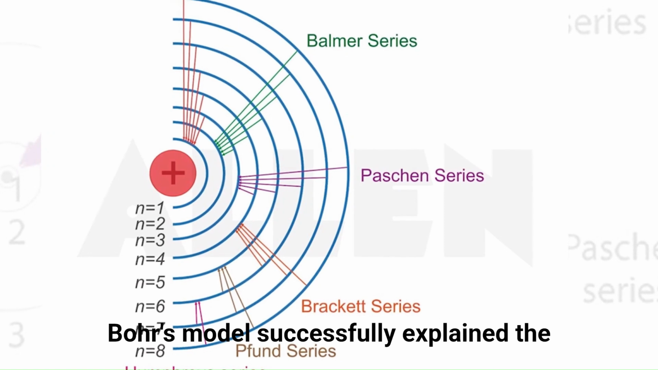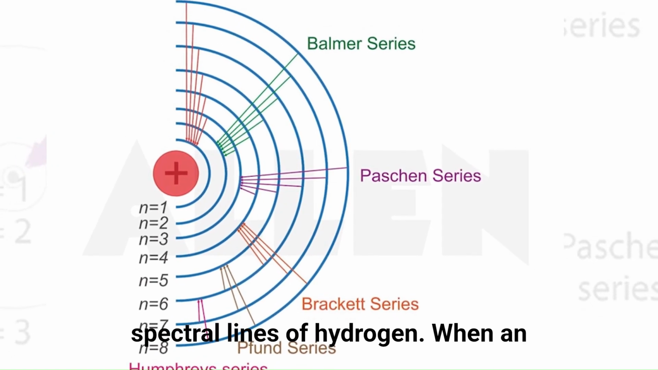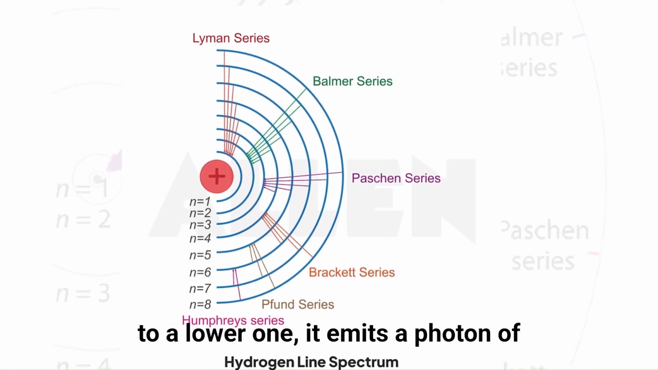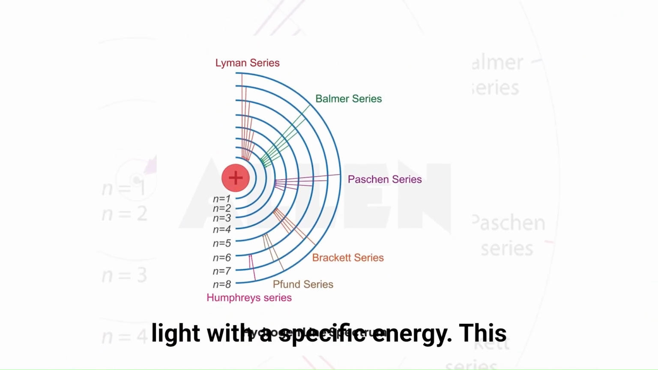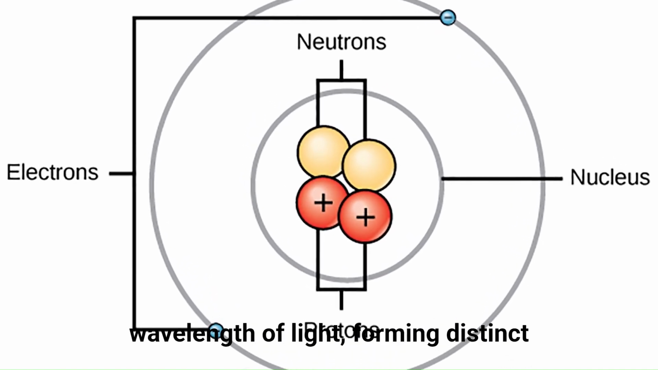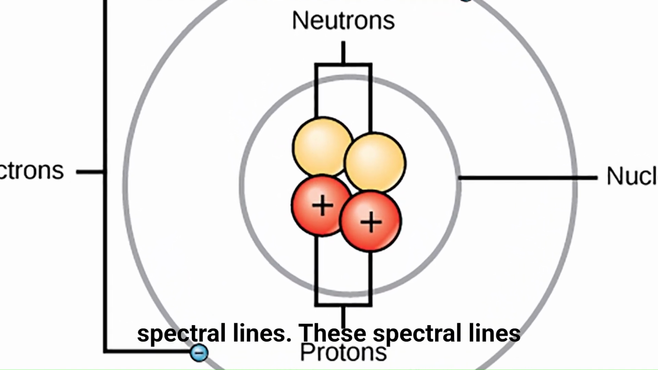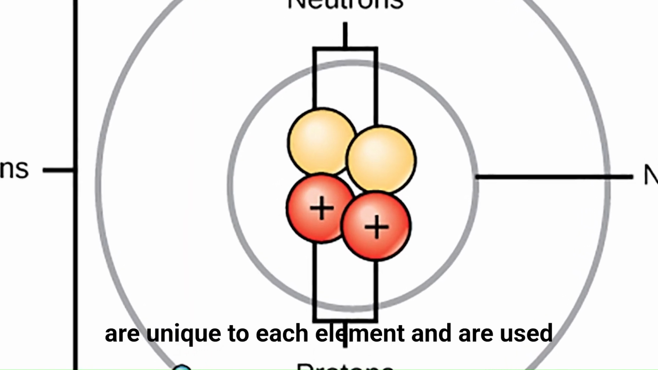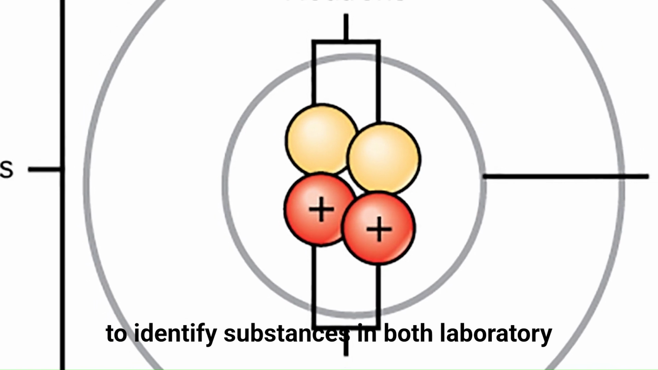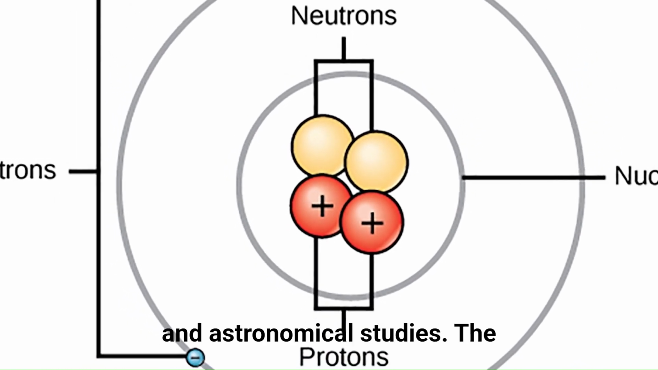Bohr's model successfully explained the spectral lines of hydrogen. When an electron jumps from a higher energy level to a lower one, it emits a photon of light with a specific energy. This energy corresponds to a particular wavelength of light, forming distinct spectral lines. These spectral lines are unique to each element and are used to identify substances in both laboratory and astronomical studies.